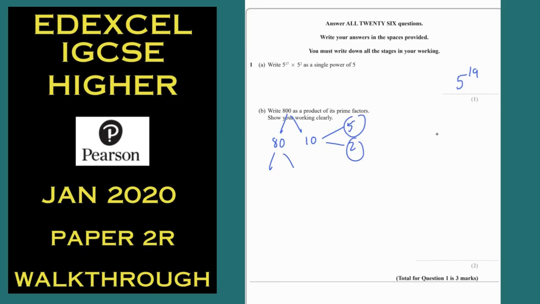And that can be what? Let's go for 16 times 5. And that will give us 2 times 2 times 2 times 2. Lots of 2s. Now, it doesn't ask for it in index form, but it's certainly going to save time if we do. So I'd write my answer like that.